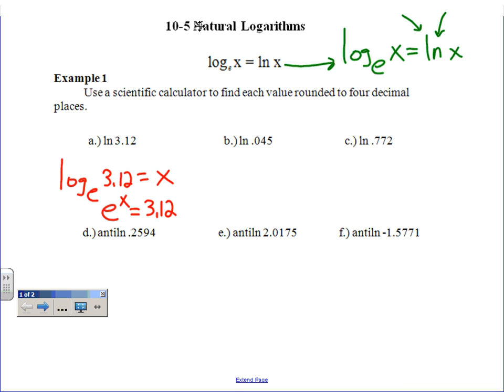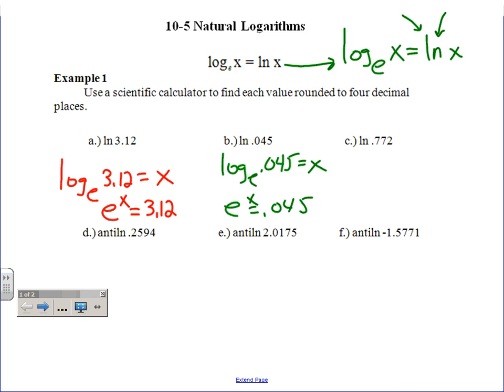All right, hopefully that was enough time to go get a calculator and start typing that out. Again, try to figure out what it's actually asking you. It's log base e of 0.045 equals some x value. So it's really saying e to what power would give me 0.045.